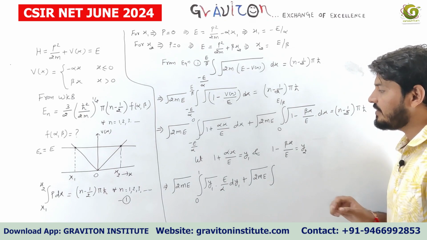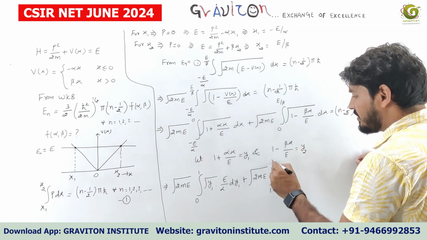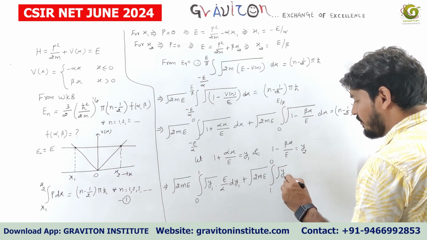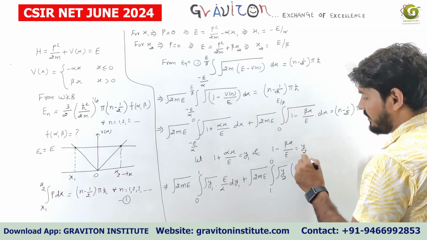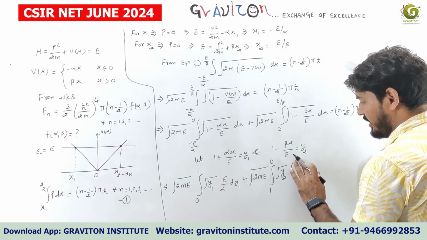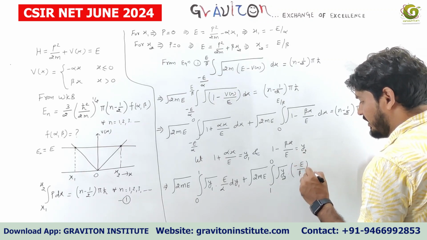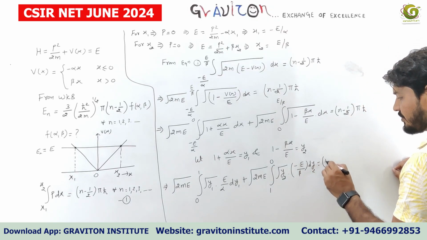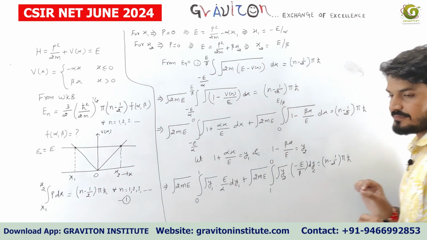Now what is this limit? When you put 0, this will become 1. When you put e by beta, this will become 0. And this is under root y2, and when you find dy2, this will become minus e by beta dy2, which equals n minus 1 by 2 pi h cut.